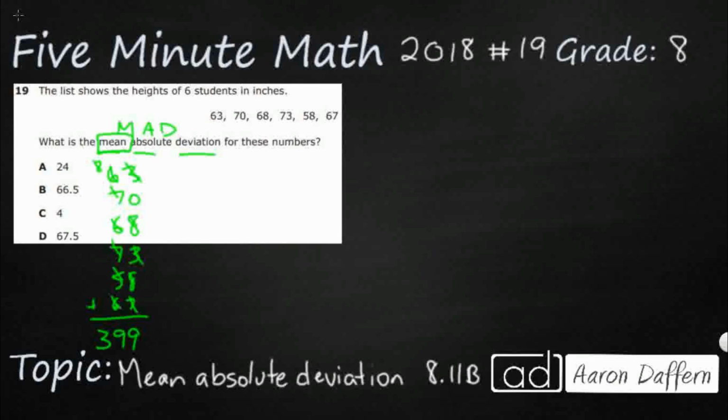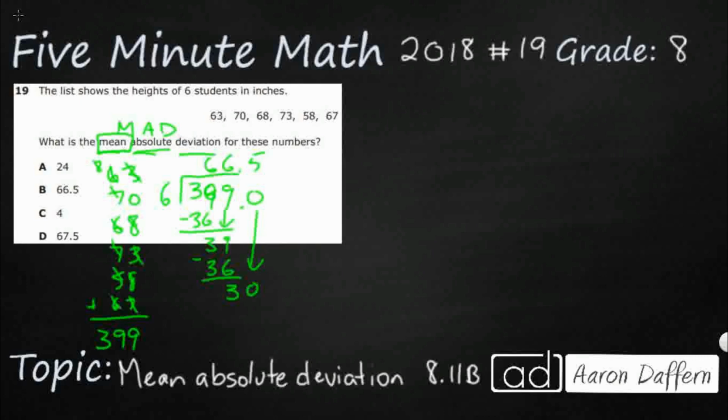All right, so what's the mean of this? Well, we need to divide that by how many there are. There's 6 of them, so let's just divide. Let's write that correctly. 399 by 6, so that's going to be 6. 36, 39, that's going to be another 6. And looks like we're going to get a nice 66.5. So that's my mean.